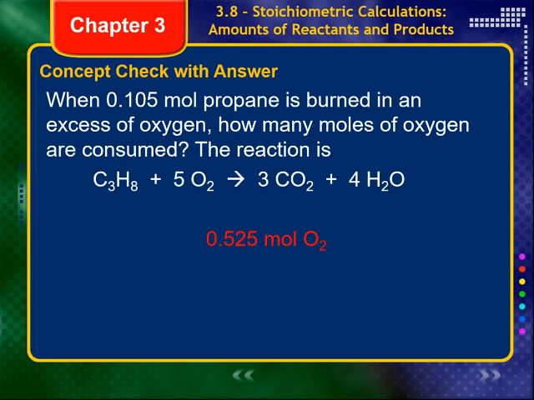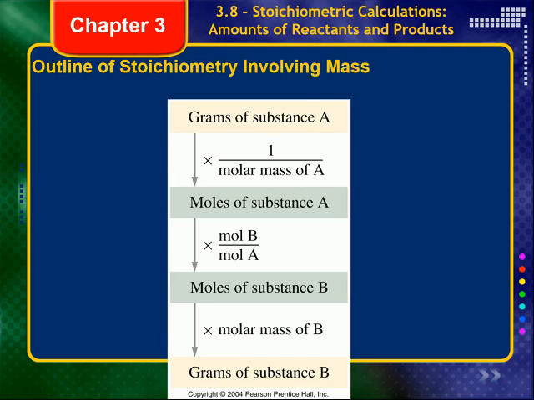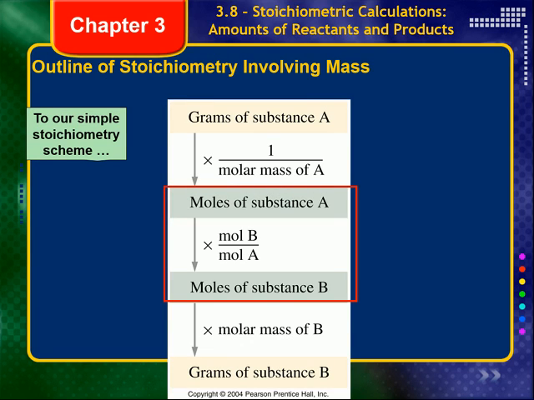0.525 moles of O2 are going to be consumed when combusting 0.105 moles of propane. And so here's our big time outline. What we've already talked about so far in this presentation, the mole to mole ratio.